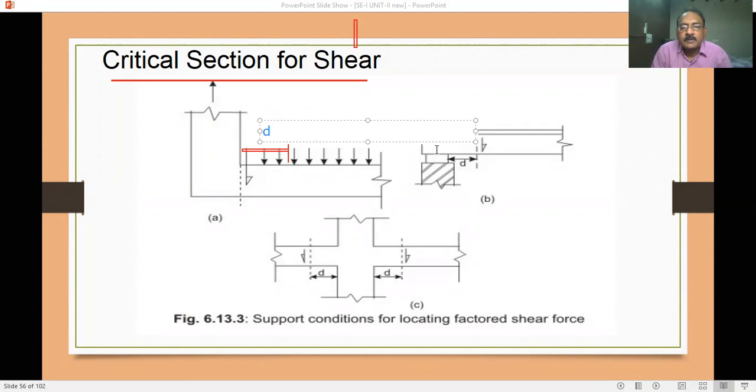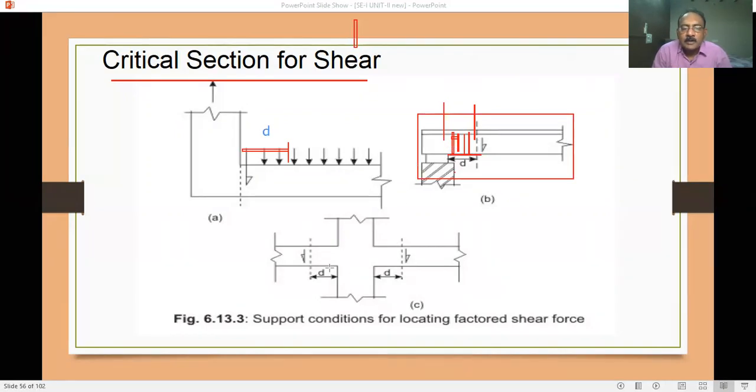See here, if you see effective depth, it is from the face of the support to the section at D. This is up to here the critical section. So here you have to take it for vertical stirrup design. The required design shear reinforcement you have to provide from edge to edge.